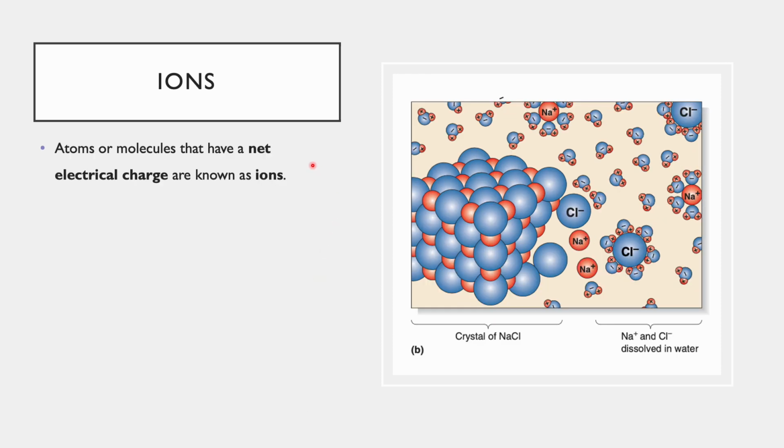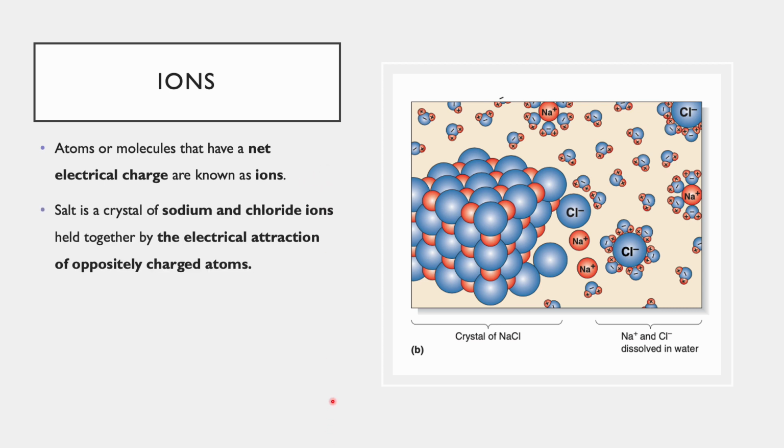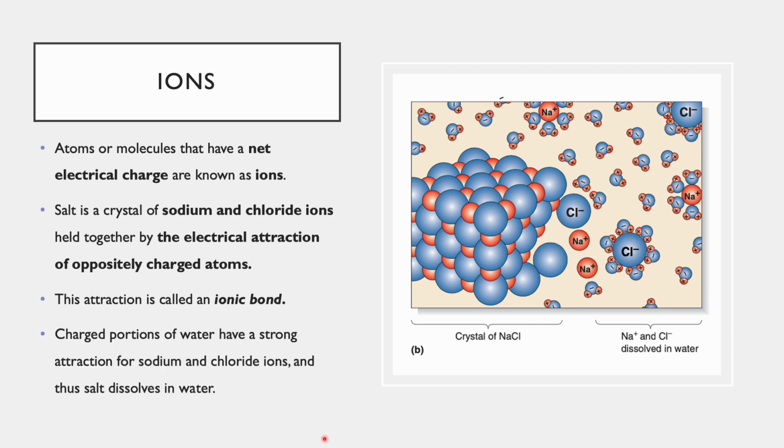Atoms or molecules that have a net electrical charge are known as ions, which I previously described. We can take salt as an example. This is a positively charged ion, known as a cation. Salt is a crystal of sodium and chloride ions held together by the electrical attraction of oppositely charged atoms. Sodium is positively charged, whereas chloride, shown here in blue, is negatively charged. This attraction towards one another is called an ionic bond.